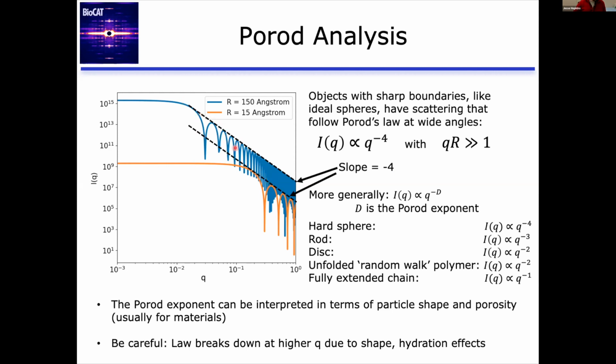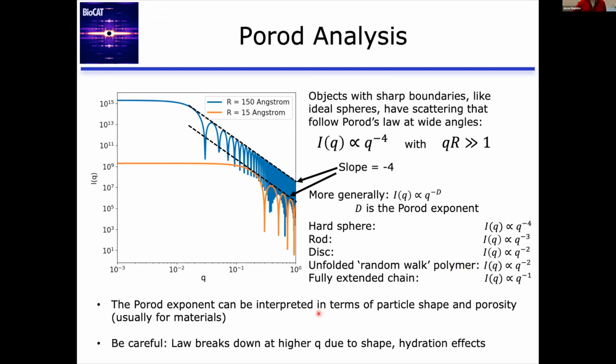And so the slope of the decay, regardless of the internal structure, is what we're looking at when we're talking about Porod's law. More generally, as it's usually stated, I of Q is proportional to Q to the negative D, where D is what we call the Porod exponent. And that can have values from -4 to -1, depending on the shape of the particle. A rod goes as Q to the -3, a disk goes as Q to the -2. Unfolded or random walk polymers, so IDPs, often go around Q to the -2 as well. Fully extended polymers in solution will go as Q to the -1. And so this can be a useful parameter to think about.